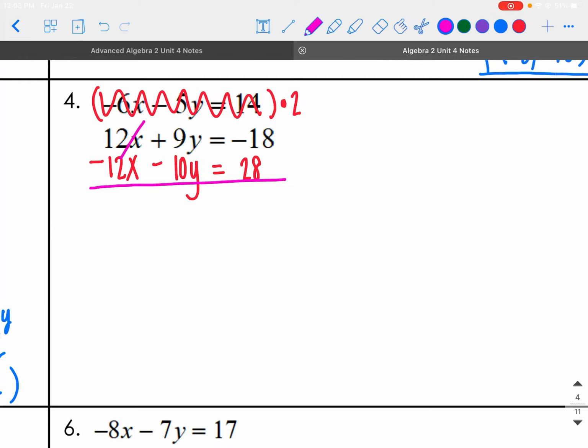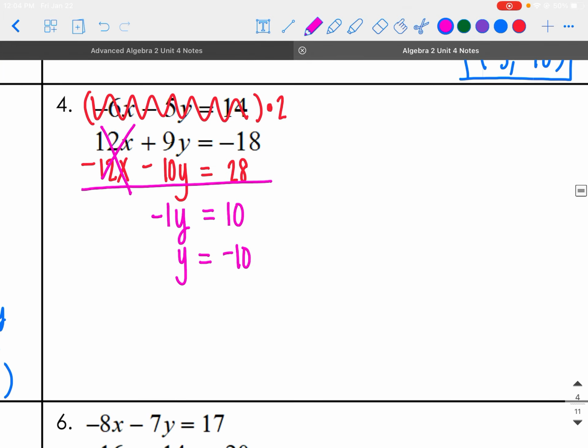So now I have a positive 12x and a negative 12x that will cancel. And then I add straight down. 9 minus 10 is negative 1y equals 10. Negative 18 plus 28 is 10. And so then if I divide both sides by negative 1, I get y equals negative 10. And I have to go back and plug into either equation. It doesn't matter.